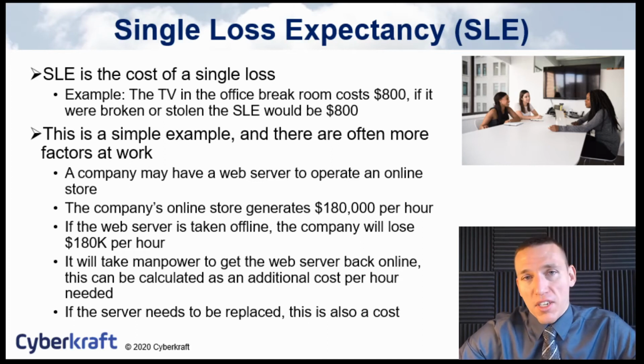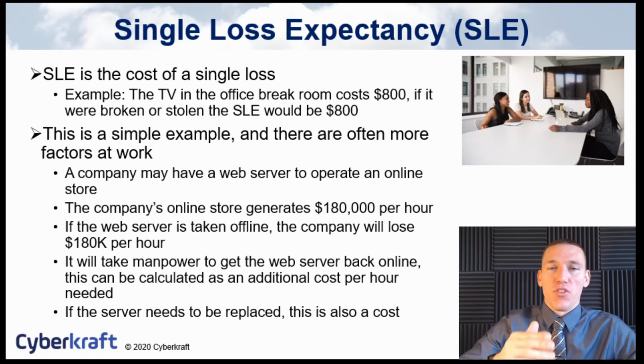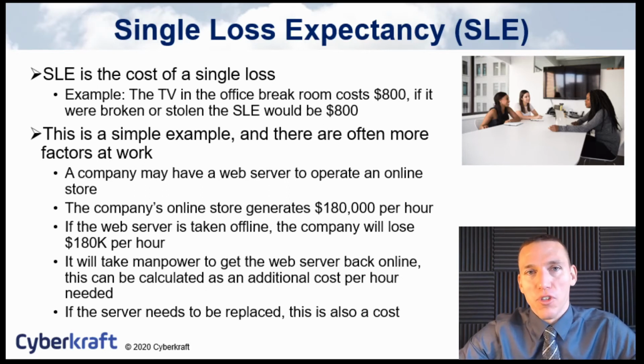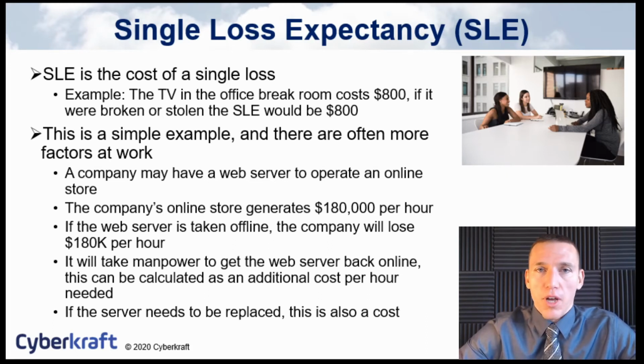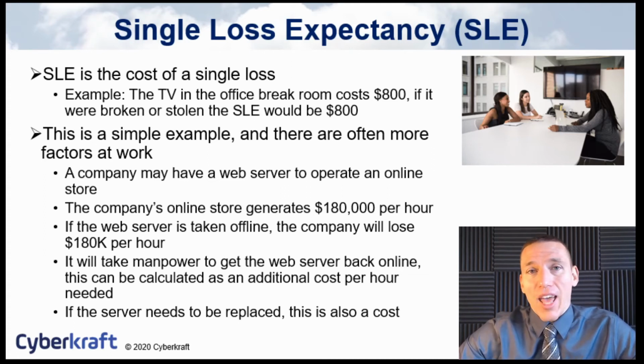Now, an organization that's making $180,000 per hour will probably have some form of redundancy and server clustering so that the one web server would not cause an outage like this. But if you identified a web server generating $180,000 per hour that had no form of redundancy in place, that'd probably be a good place for your organization to start in addressing that risk of that loss of revenue.